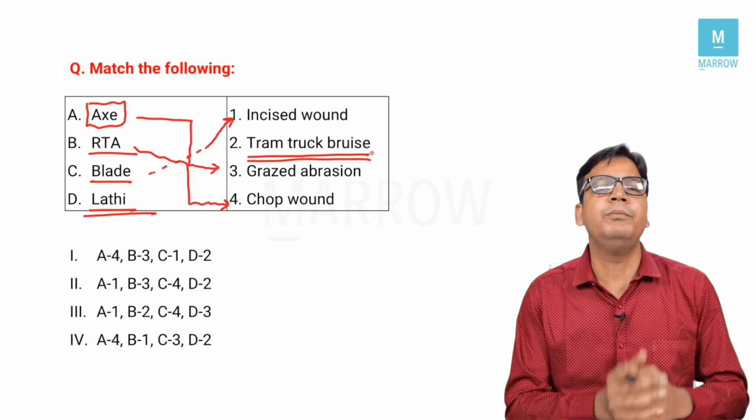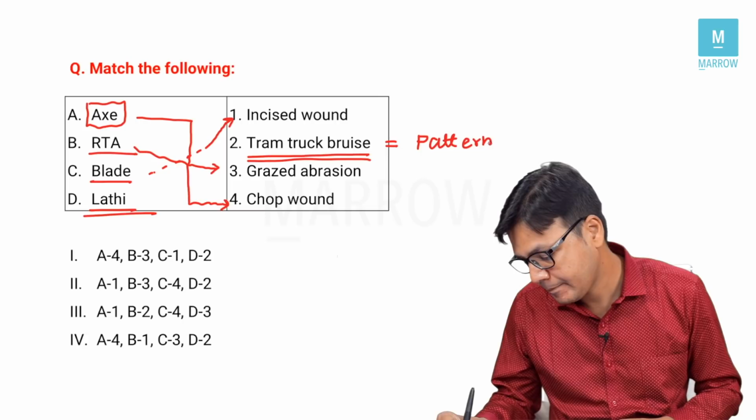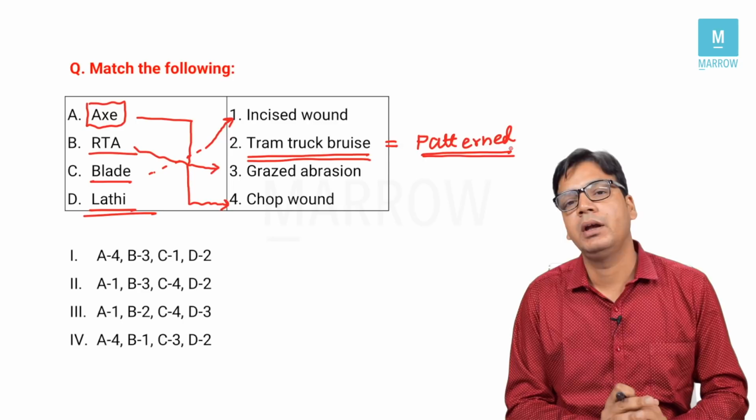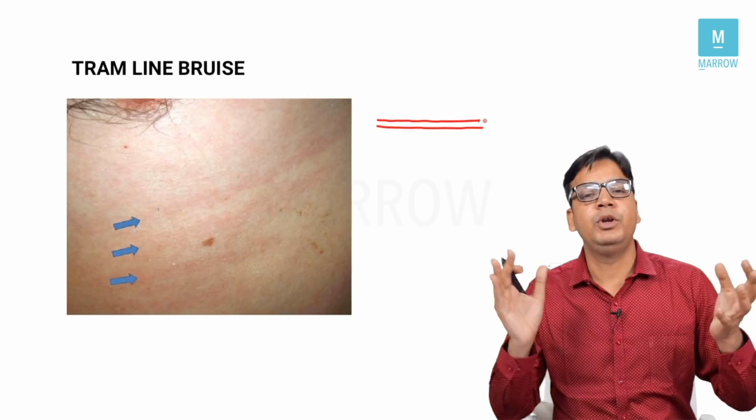tram line bruise, railway line bruise. This is a patterned contusion, a patterned bruise. Now we'll see some explanation. You can see this is a tram line bruise, a patterned bruise. If you hit with a rod, stick or lathi, this is a tram line bruise.